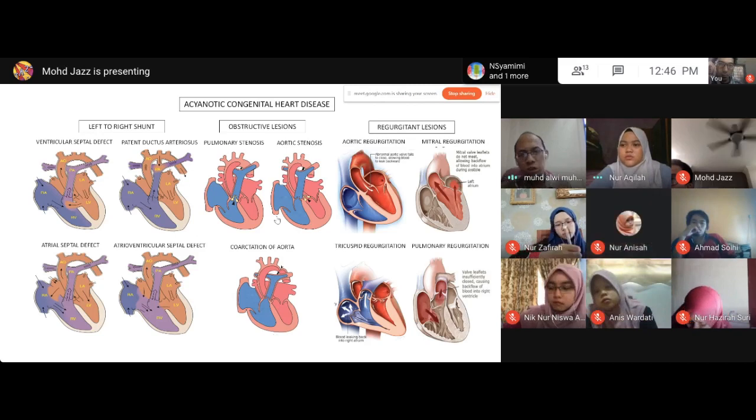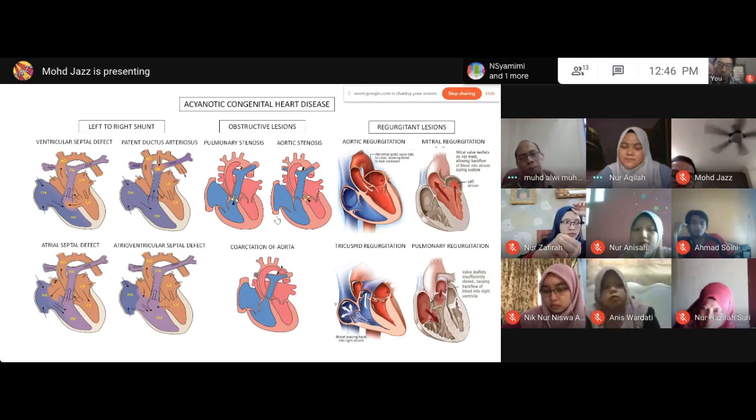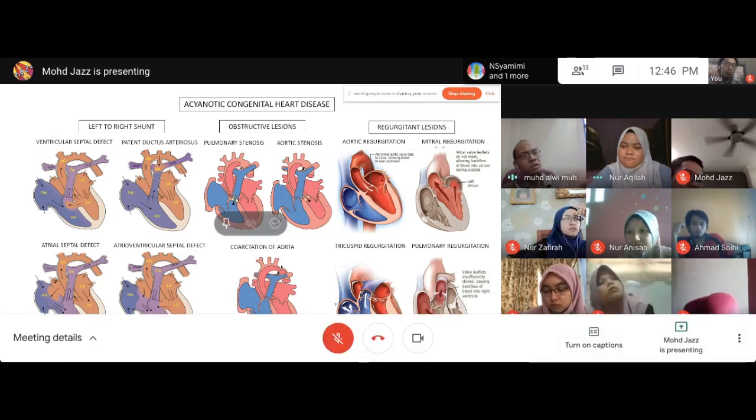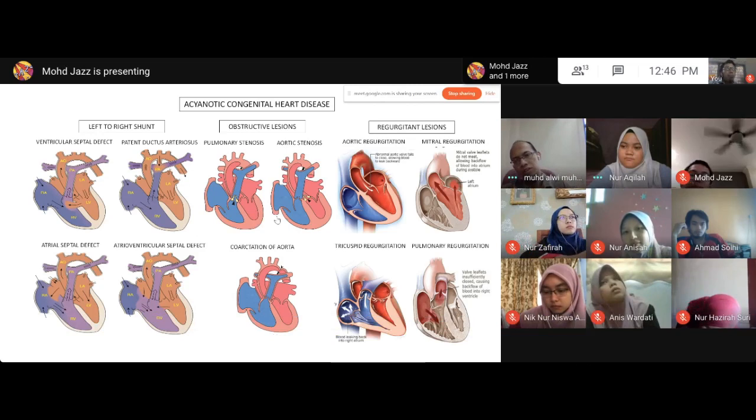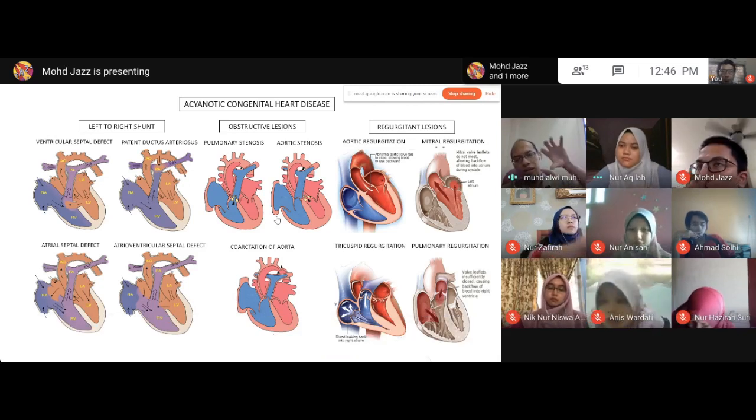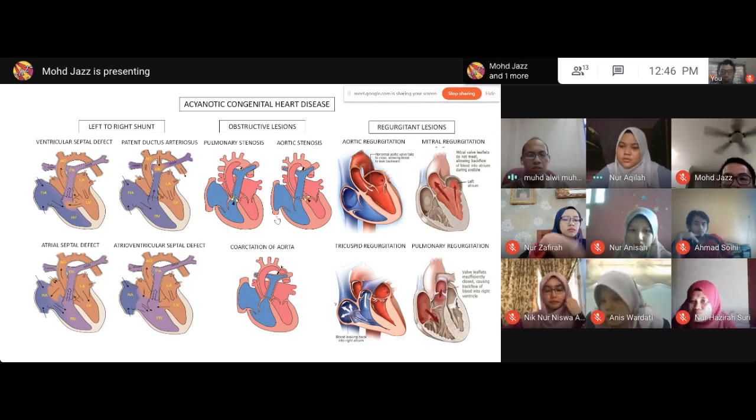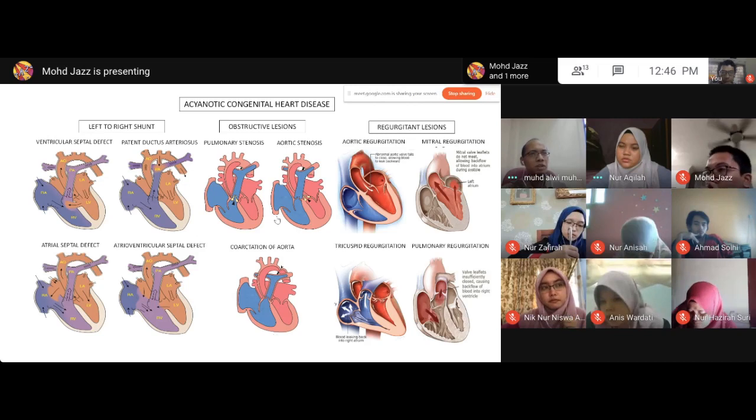Oh, you didn't mention about Epstein anomaly, right? So Epstein anomaly is just atrialization of the right ventricle, which means the setting of the tricuspid valve becomes lowered. So the right ventricle becomes very small, and the right atrium becomes very big. So they become cyanotic because of reduced blood circulation to the pulmonary. But Epstein, it's rare, not that rare, it's rare because a lot of them are diagnosed and a lot of them die very early, so you won't see them. Occasionally you see them, but rare.